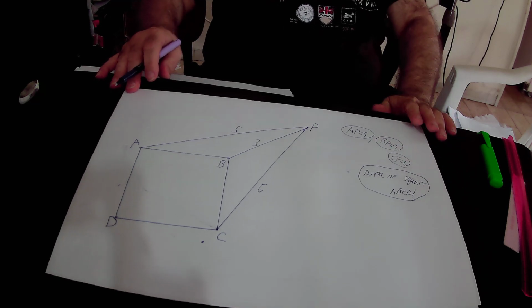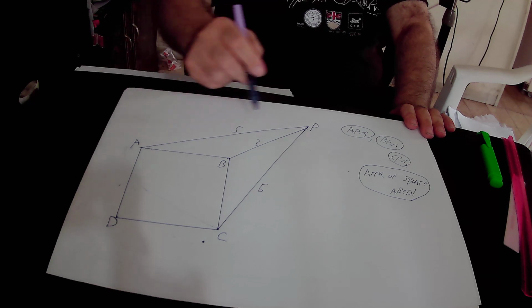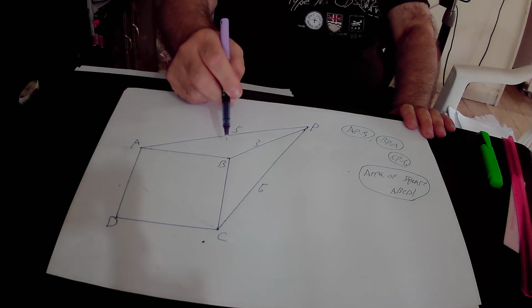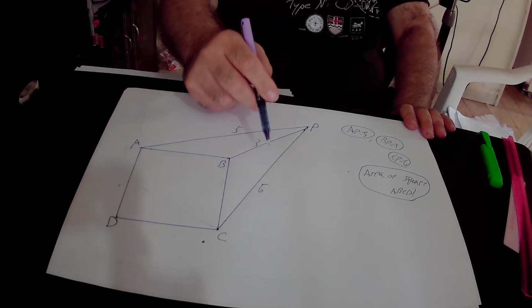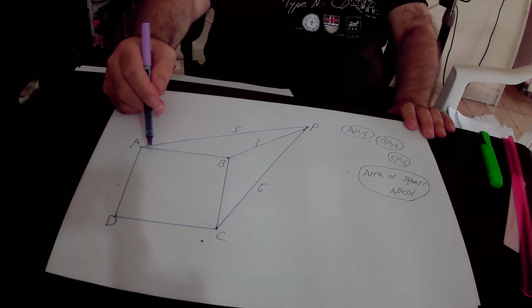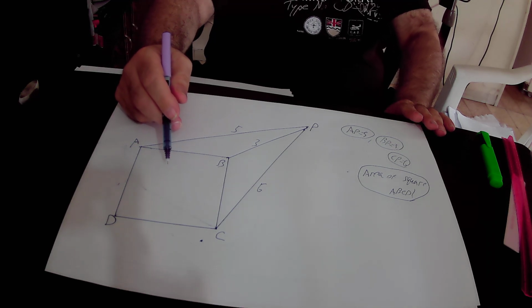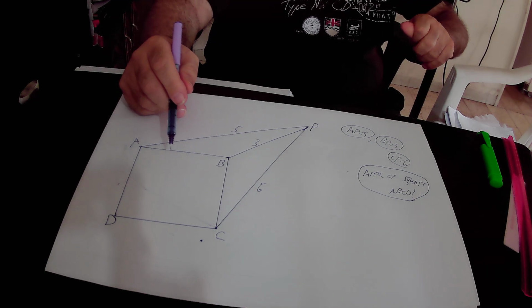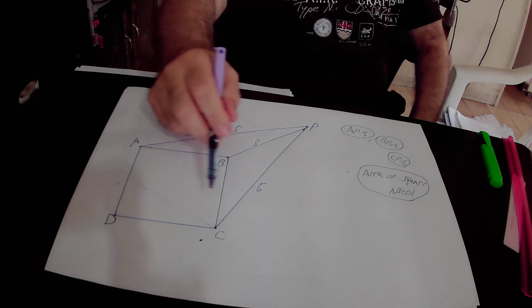In the drawing we have square ABCD. We know that side AP equals 5 units, side BP equals 3 units, side PC equals 6 units, and our mission is to find out the area of this square ABCD. So first of all we do a construction. We extend side DC of the square by a straight line.